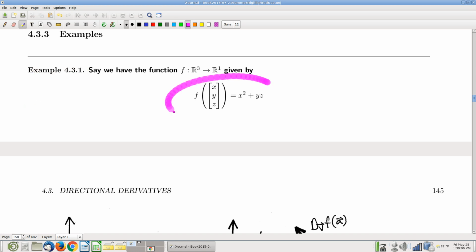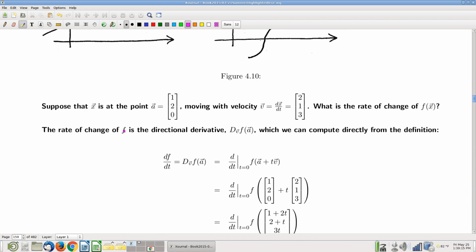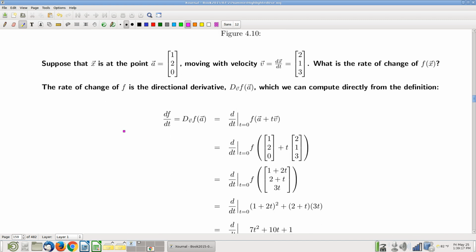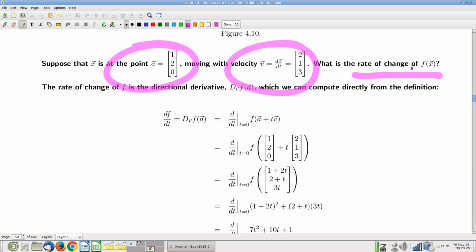So here's a function, a multivariable function, with 3 input variables. There's only 1 output variable, but whatever. Okay, given that function, suppose we're at a certain point in the domain, and we're moving with a certain velocity. What's the rate of change of this function? Now let me put this into context a little bit. Maybe, why would I be interested in such a thing? What does this have to do with anything?